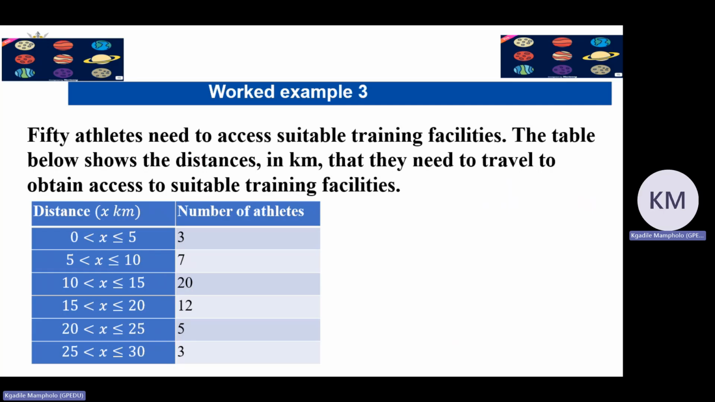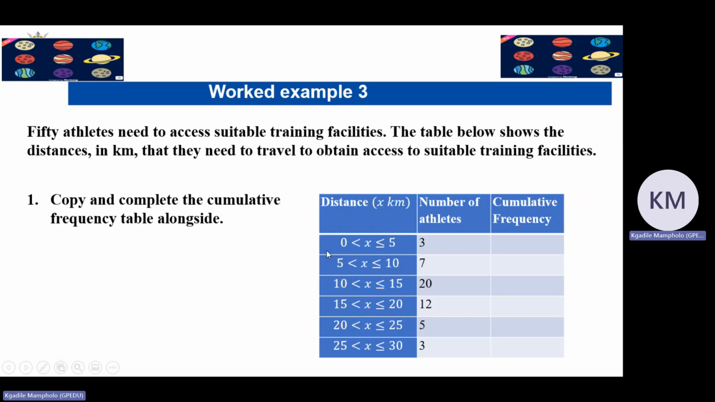Worked example number 3. 50 athletes need to access suitable training facilities. The table below shows the distance in kilometers that they need to travel to obtain the suitable training facilities. As you see, this is the frequency table. Complete the cumulative frequency table. First one is 3, 3 plus 7 is 10, 10 plus 20 is 30, 30 plus 12 is 42, 42 plus 5 is 47, 47 plus 3 is 50. Then we have a total of 50 in this case. That will be our cumulative frequency.